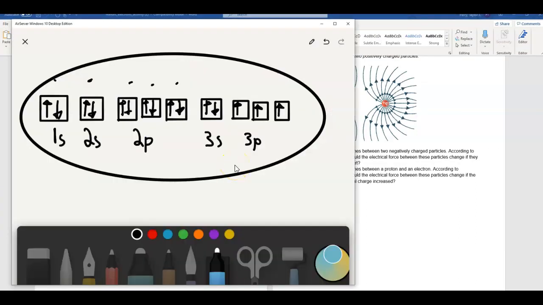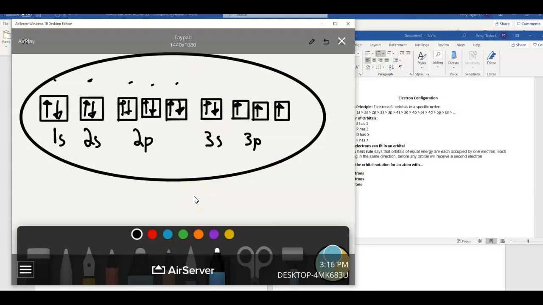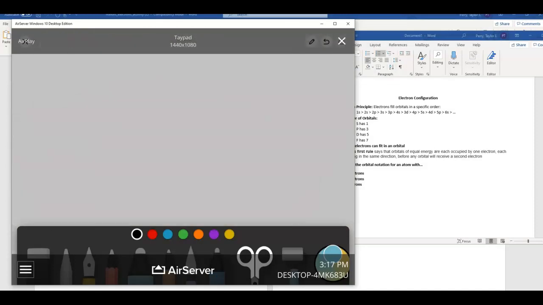Okay, so that's example 1. Why don't we try a few more? We'll try these other 2 examples, and that should give you a good idea of how to do the assignment. Okay, let's try a kind of hard one. Let's try one with 24 electrons. That's a lot. Okay, 24 electrons.